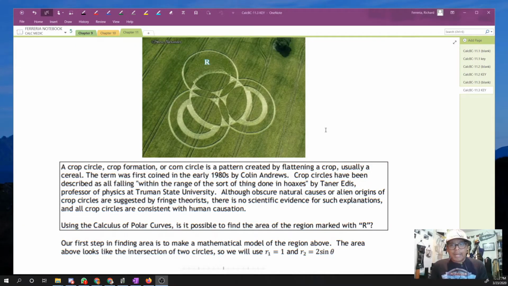Okay, so you're looking at that crop circle over there. I think you see that R. R means region. So we're going to be eventually doing something with that R. That's not part of the crop circle.